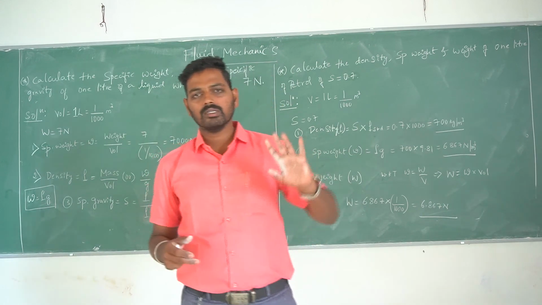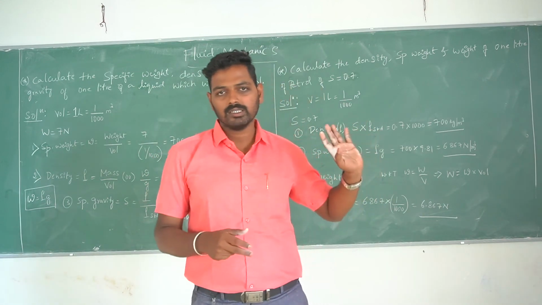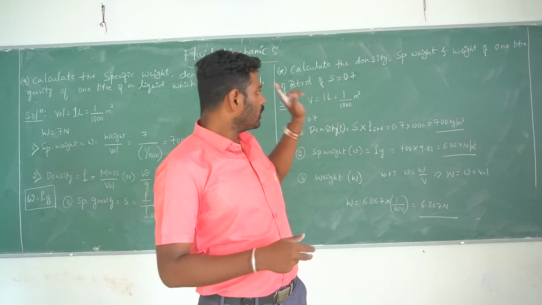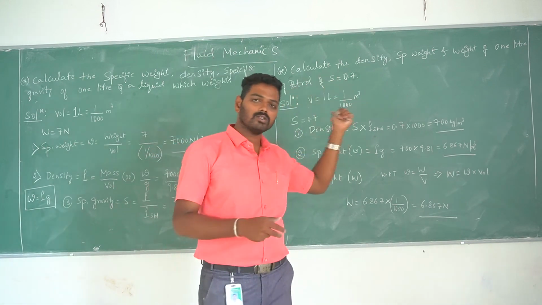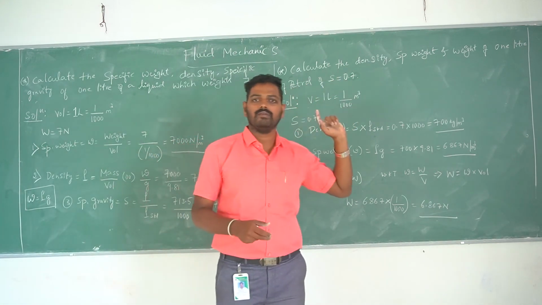But you should remember, these are all the four important primary properties. To find them, they will give in terms of volume, or they will give in terms of weights, or they may give in terms of specific gravity.